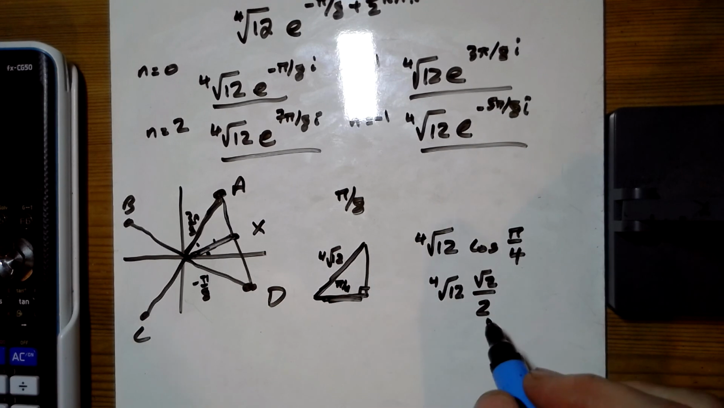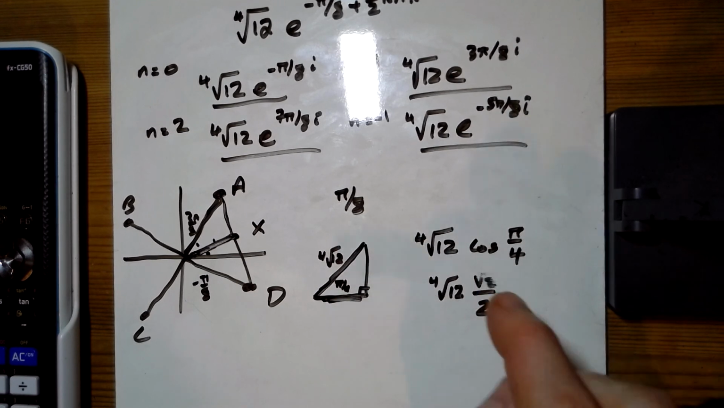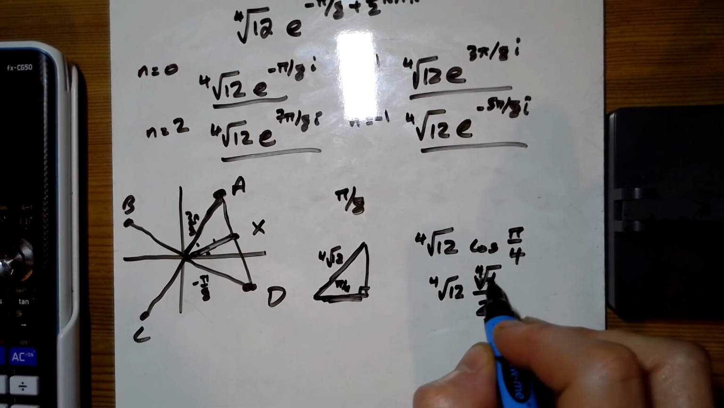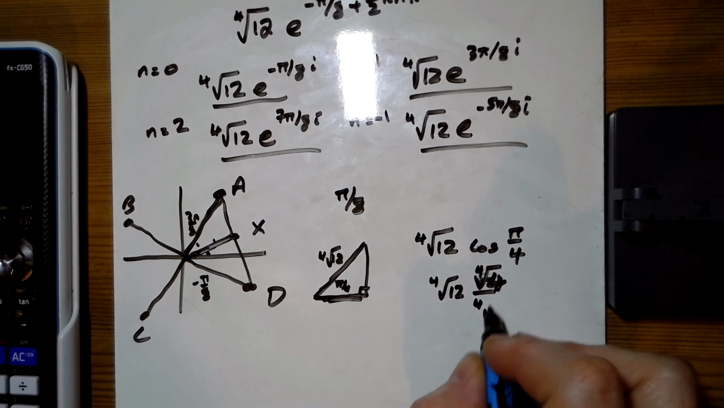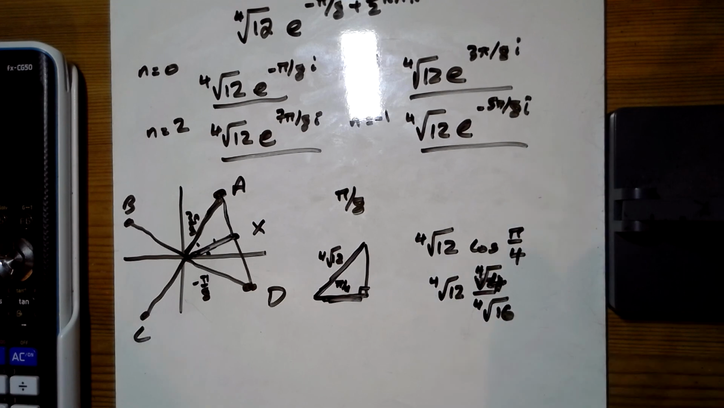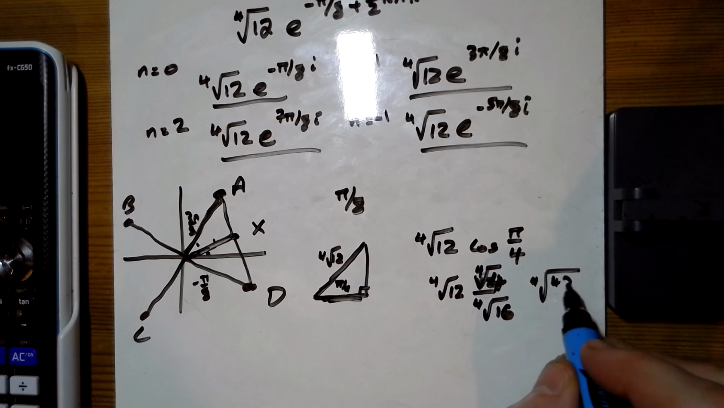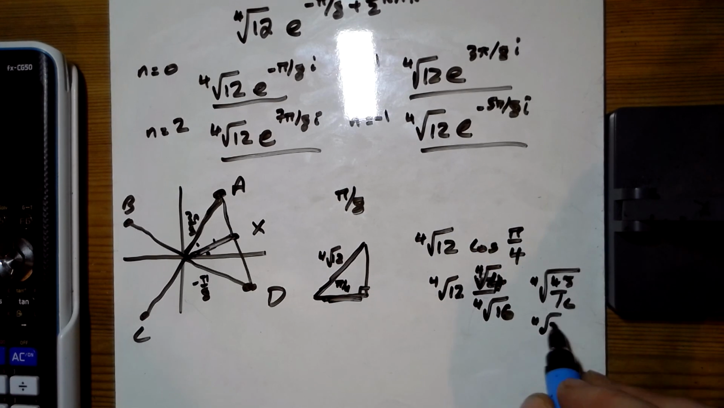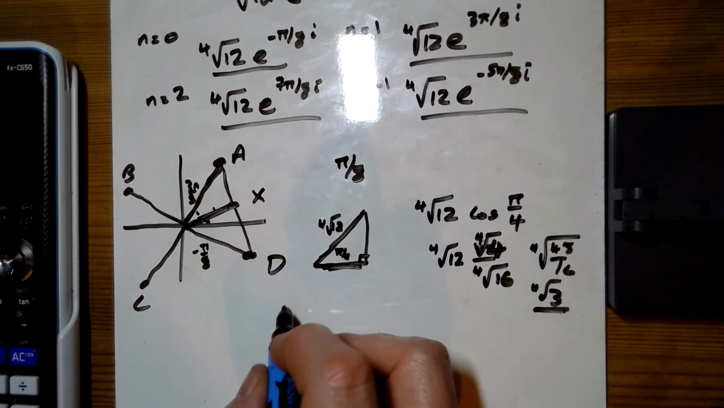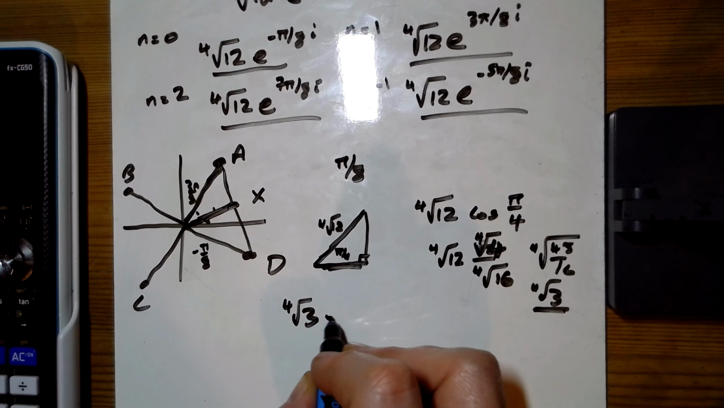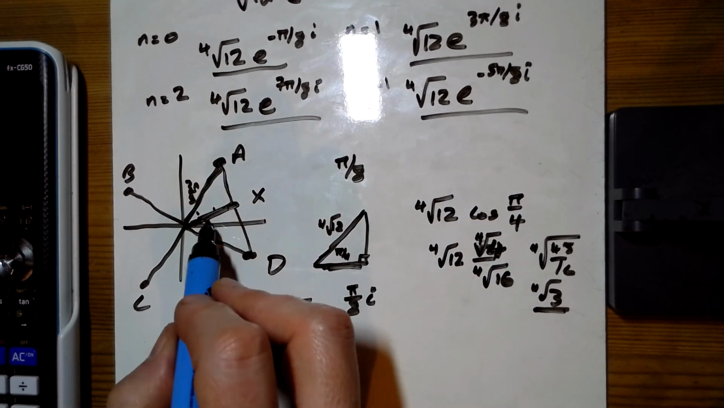And then I'll just play about with this as well. Rather than writing this as the square root of 2, we could write that as the fourth root of 4, just squaring it, and that 2 on the bottom, we could write that as the fourth root of 16. So now I've got just fourth roots in all of this. I've got 48 over 16, which is 3. So I've got the fourth root of 3 here. So this part here is the fourth root of 3 e to the pi over 8i. Pi over 8 because that's the angle there.